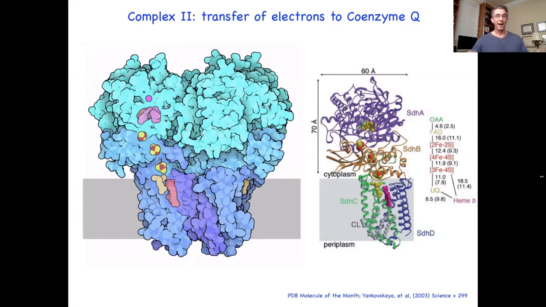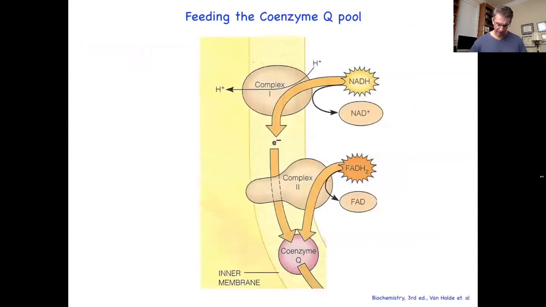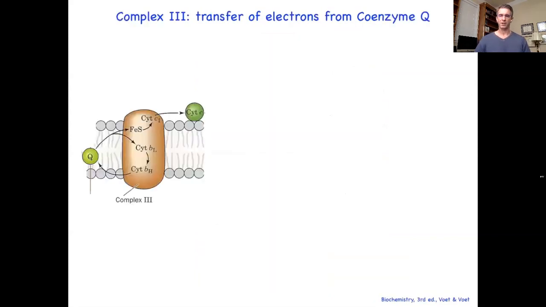Okay, that's more or less our input now. We've had complex 1 making dihydroquinone. We've now had complex 2, succinate dehydrogenase, making dihydroquinone, reduced ubiquinone. So now what we've got to do is get the electrons out of that reduced ubiquinone pool, that dihydroquinone pool, into the next complex. And that is going to ultimately be the job of this next complex, complex 3.